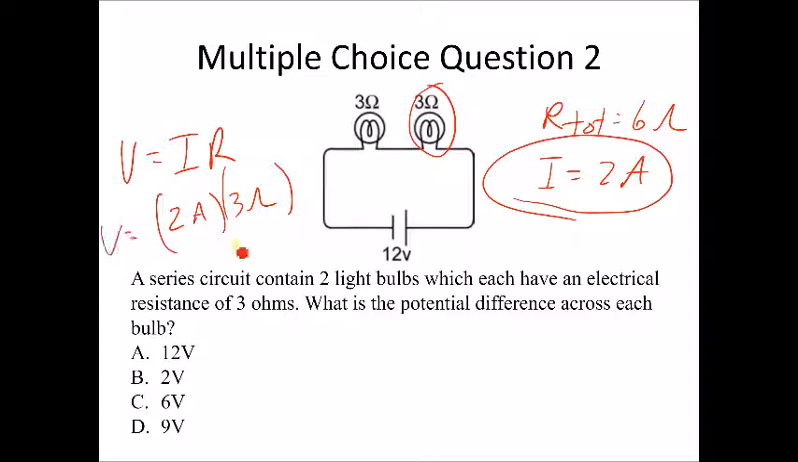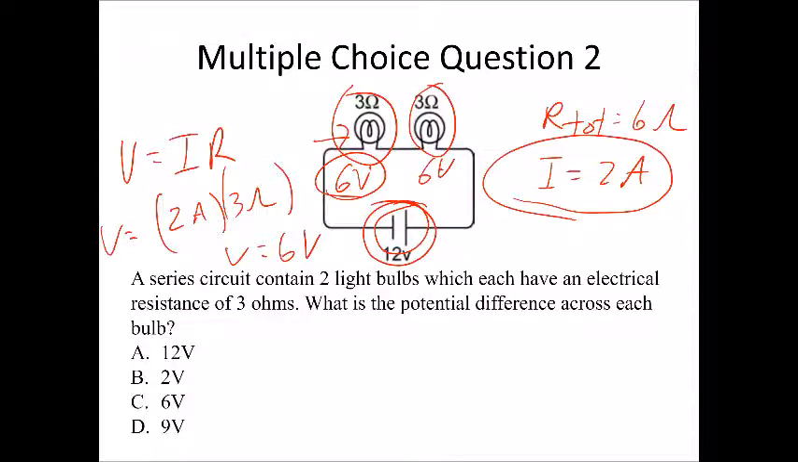Multiply that together, we get a voltage drop of 6 volts. Now, we could calculate it for this other bulb. We get the same thing. It's important to note that in a series circuit, the voltage drop across all of your loads will add up to be the voltage drop across your battery. So 6 volts here plus 6 volts here is equal to the voltage drop across the battery of 12 volts. So our answer, C, 6 volts, is the potential difference or the voltage drop across each of our bulbs.